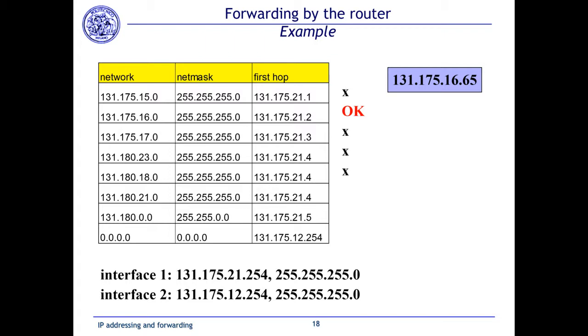Then you don't have matchings in the other lines. And finally, the last line is always matching with all the packets. Okay? But the length of the prefix that is matching in the first line is 24, which is larger than the prefix of the last line, which has length 0. So the first line is selected, and the packet will be forwarded to the next hop router with IP address 131.175.21.2. Okay.